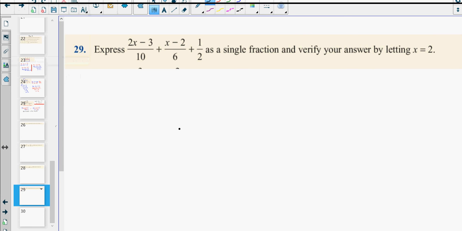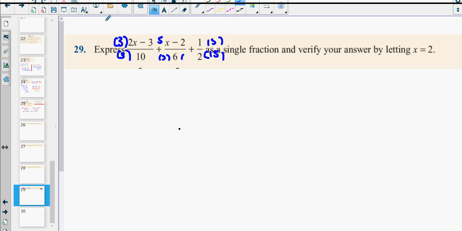Okay, what's the lowest common denominator of the 10, the 6, and the 2? 30. Let's change everything to 30s. Multiply the top by 3. Multiply the second ones by 5. Multiply the last ones by 15. And let's see what happens.